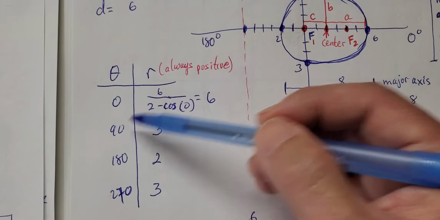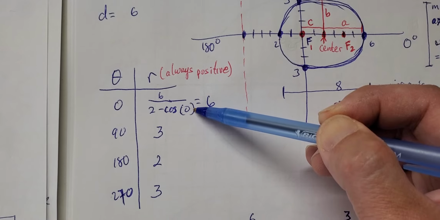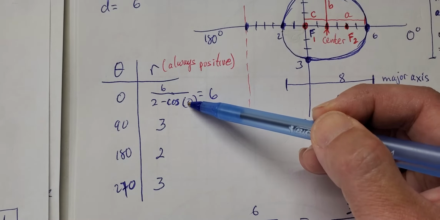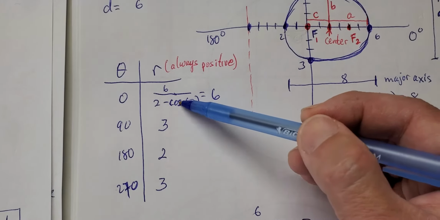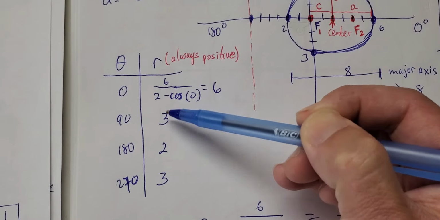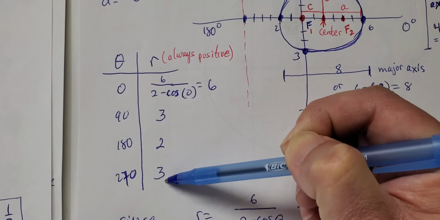If you put 90 in cos, cos 90 is 0. 2 subtract 0 is 2. 6 divided by 2 gives me 3. And so on with these two numbers.